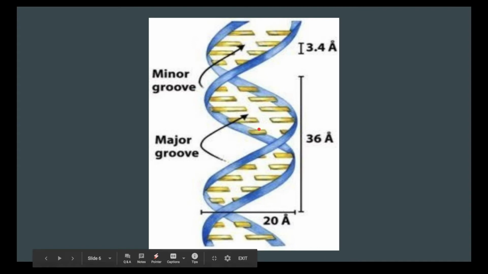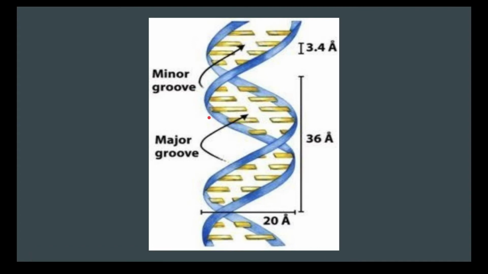So the major grooves within the DNA can be seen where the backbone is far apart from itself. So right here is the major groove, and the minor grooves are kind of the opposite, where the backbone is kind of closer together to itself. And most proteins bind within the major grooves because the bases are more exposed to the outside.